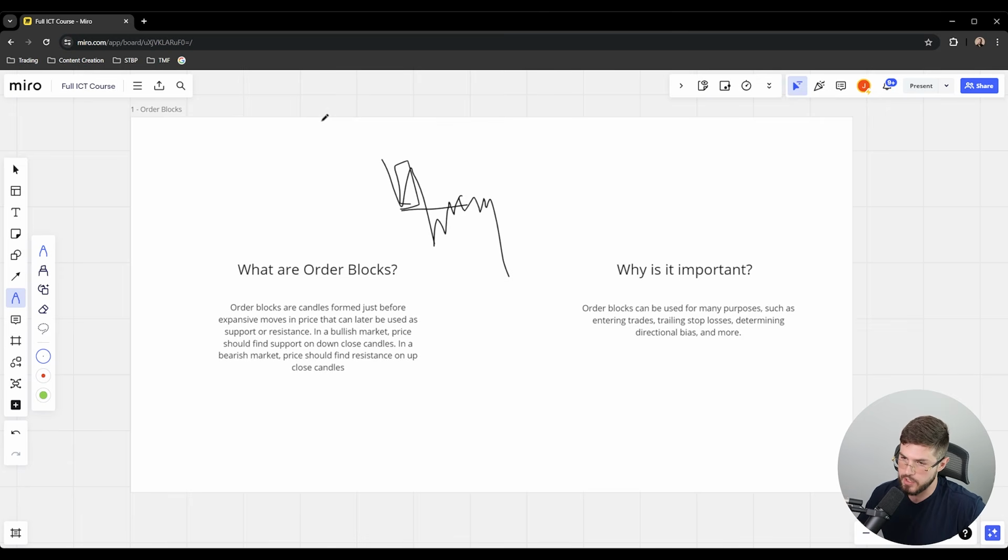Let's say if you were in a trade from above, you could trail your stop above it. There's a lot of different uses we can use order blocks for. That's why they're important and what they are. So in a bullish market, it's going to be down close candles. And in a bearish market, it's going to be up close candles. Ideally ones that occur before a fair value gap and they occur before a displacement, because a displacement is everything. A level should provide displacement if it's going to be respected, all right?